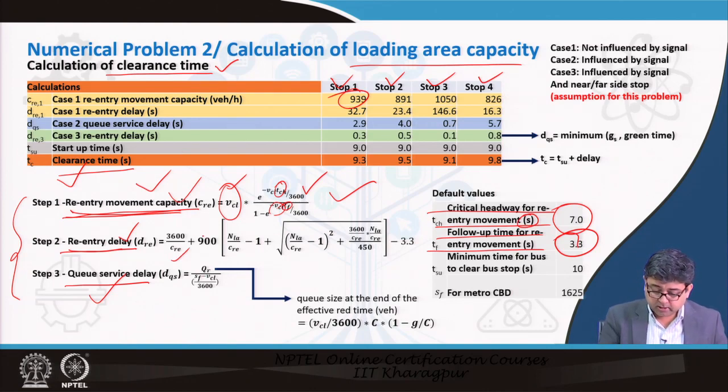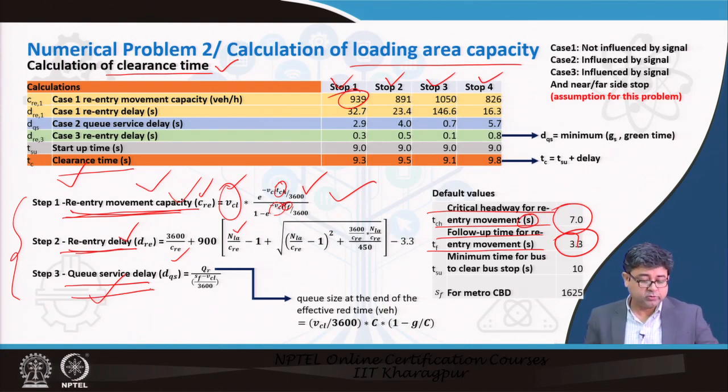All the terminologies are already explained here. NLA is the number of lanes, and CRE is something that you already calculated here. You insert those values, you get a re-entry delay. After the re-entry delay, what you need to calculate is queue service delay.